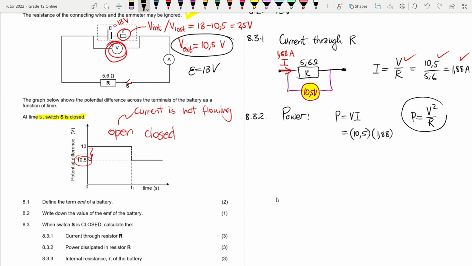Can someone tell me why I say it's a good idea to use this one? Because these are values that we're given, not values that we calculate. Yes, just to be safe, because you could have made a mistake when you calculated current, but you'll get what we call positive marking, which is good. But to be safe, you just go with the given data.